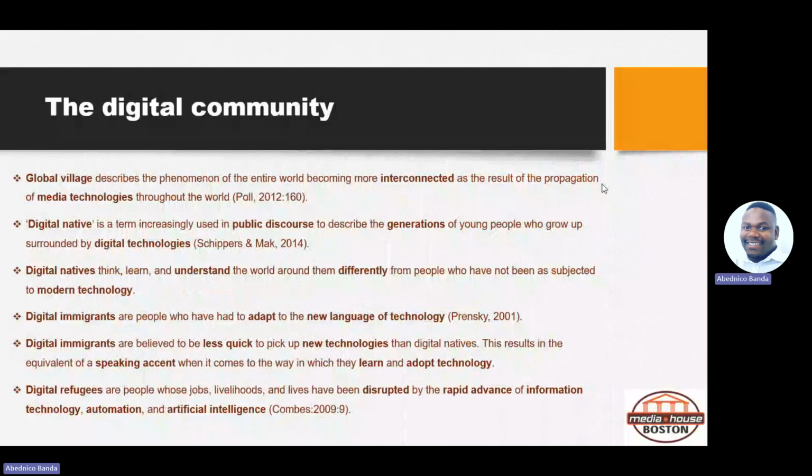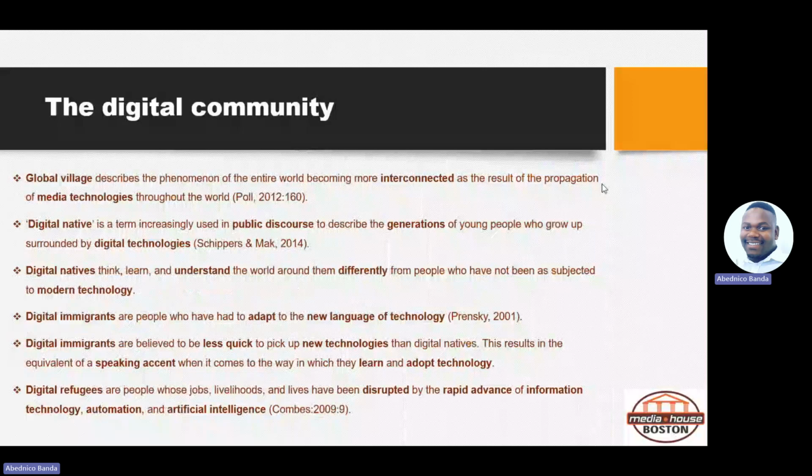Then we have got digital refugees. These are the ones who are forced to be in the digital community, maybe for professional reasons. For example, if your job requires you to be online, but personally you don't want to be online, so you'll be online for the sake of that job. So these are people whose jobs, livelihoods, and lives have been disrupted by the rapid advance of information technology, automation, and artificial intelligence. So it is realized that there are some individuals who do not like being online. But at work, that's their job.